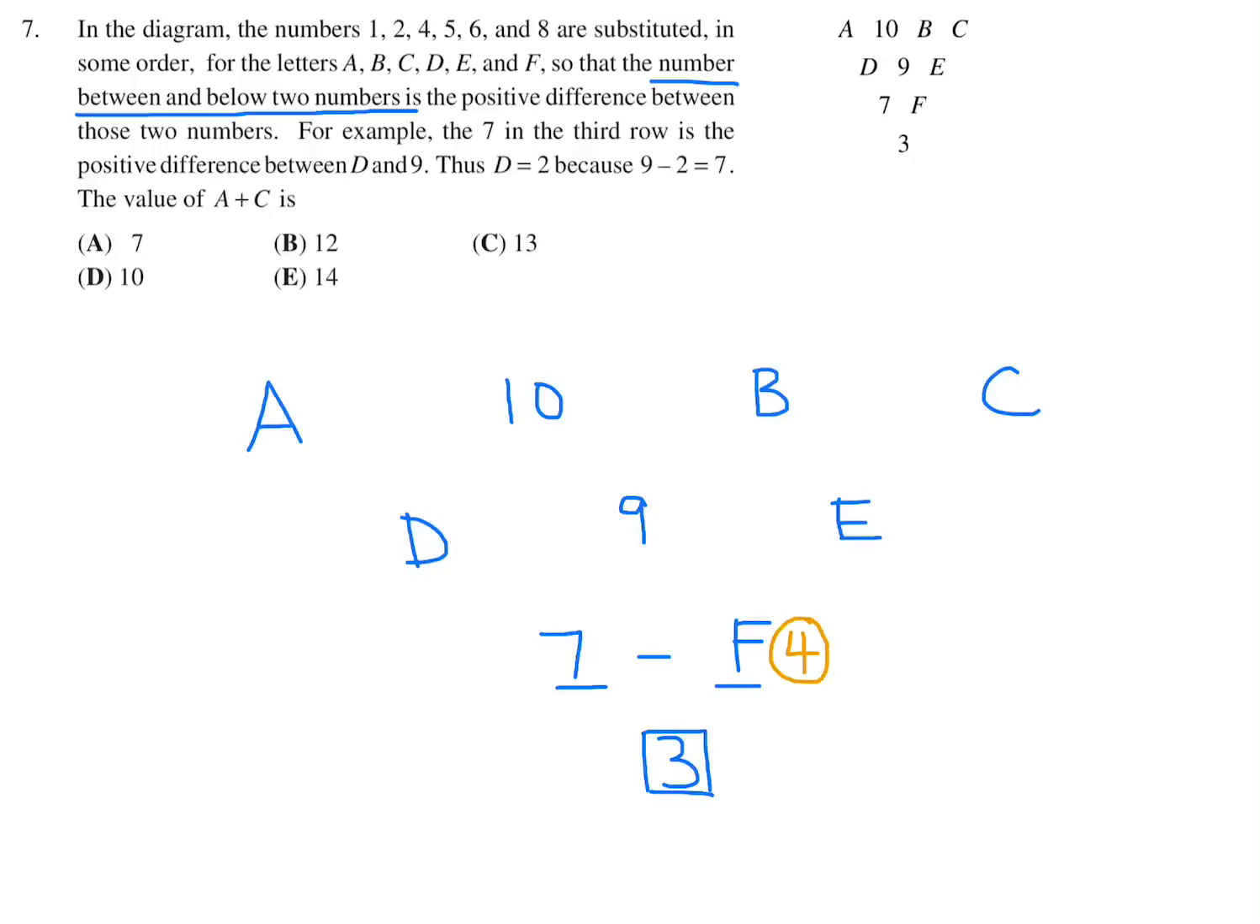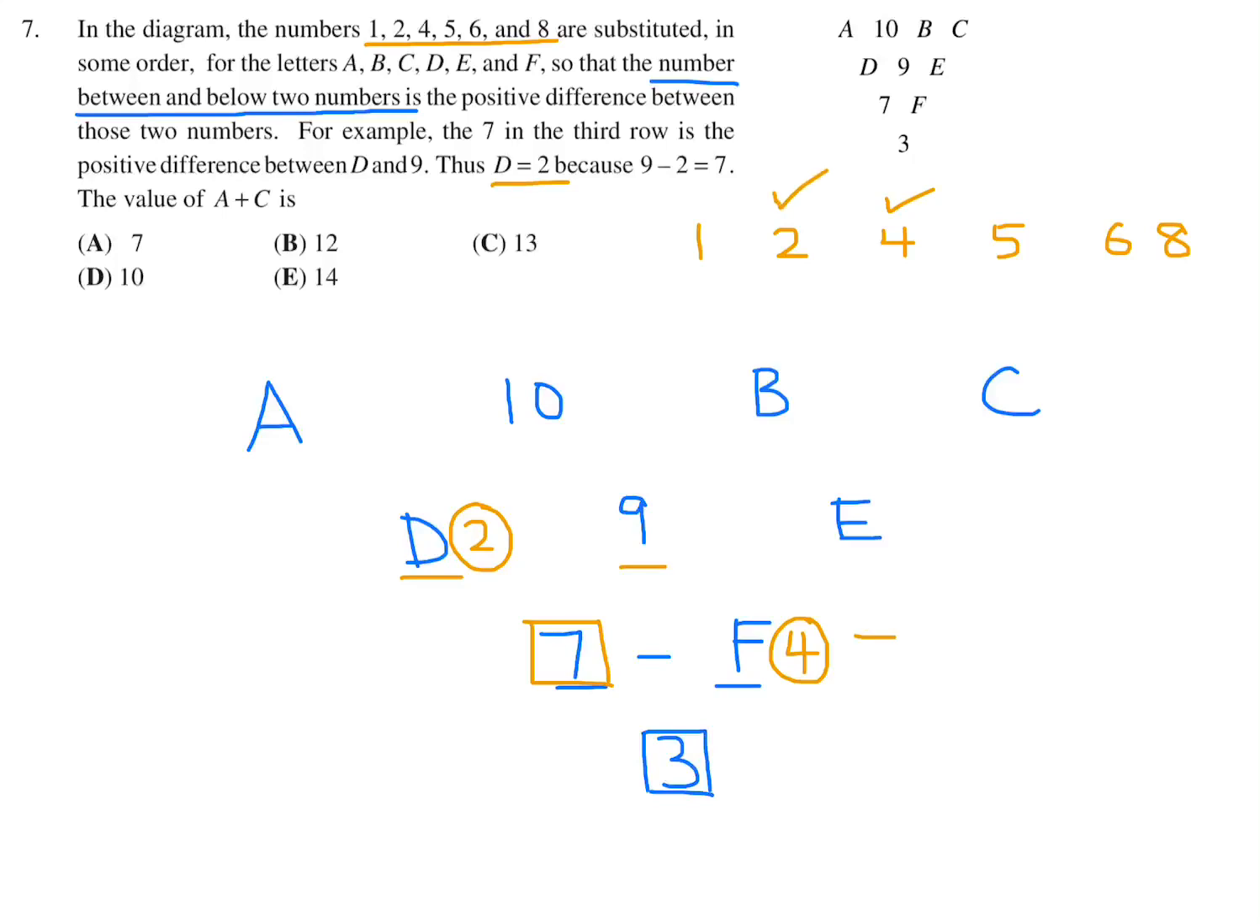Okay? Now just be careful because we're only allowed to use those numbers: 1, 2, 4, 5, 6, and 8. So 4 is gone. Now let's deal with this 7 here. How did we get 7? Well, that one they actually tell you in the question. The positive difference between D and 9 is 7, so D must be 2, and they tell you that in the question. So 2 is gone.